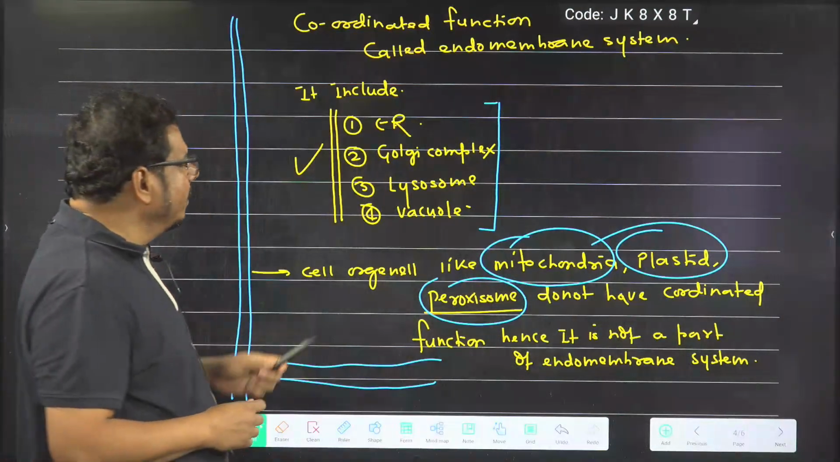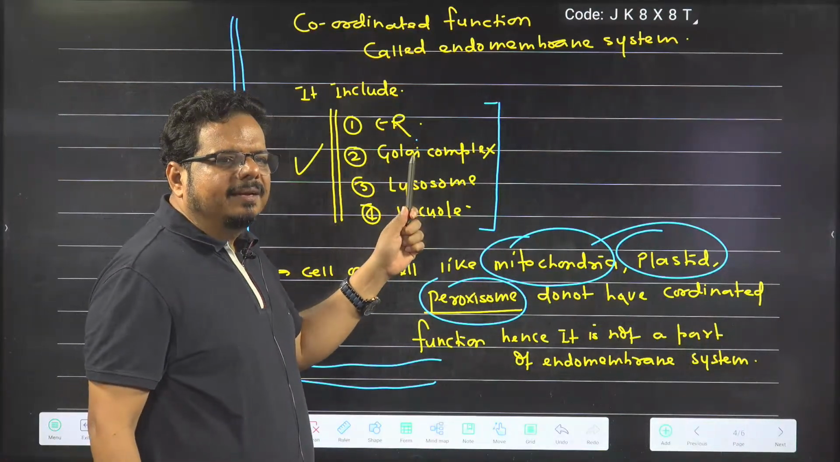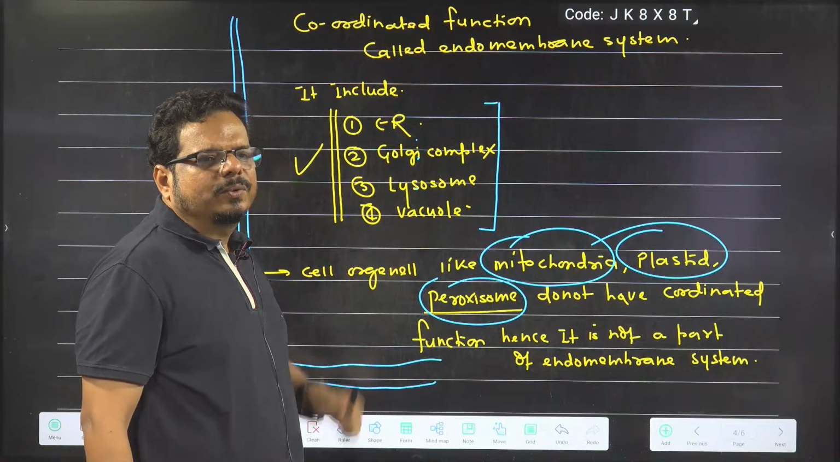So you got the endomembrane system. It includes what? Golgi body, lysosome, vacuole.